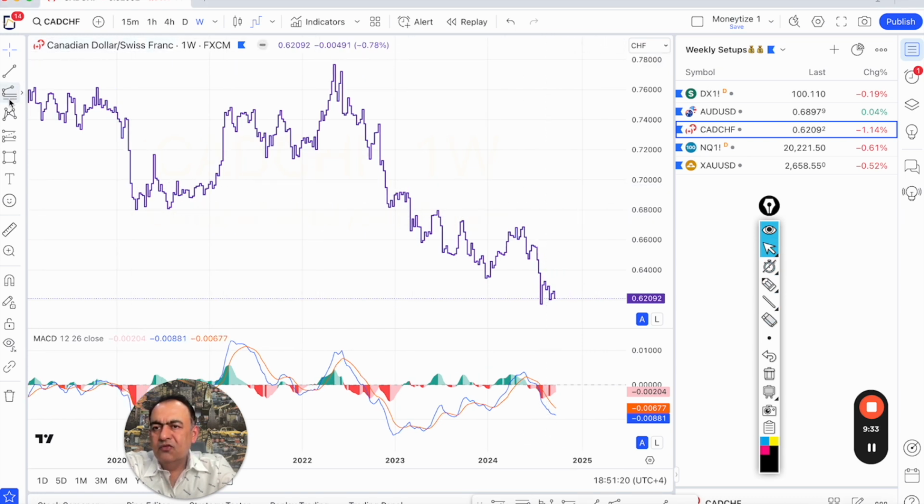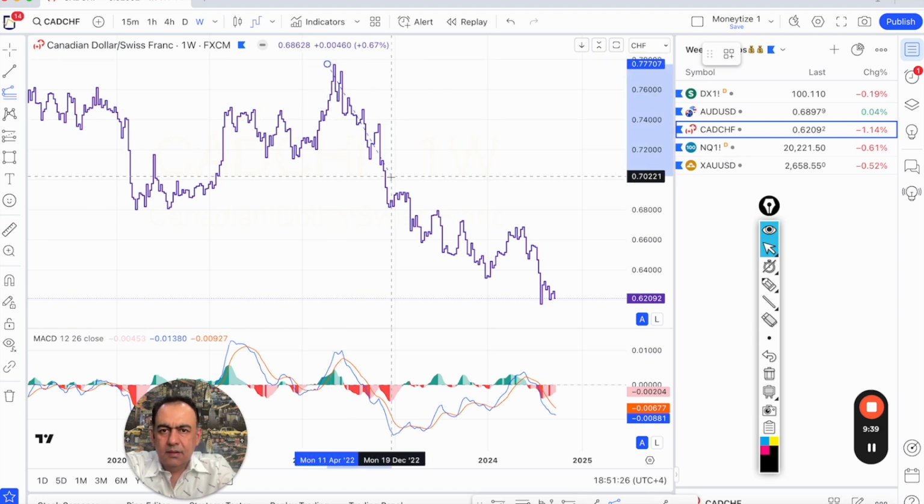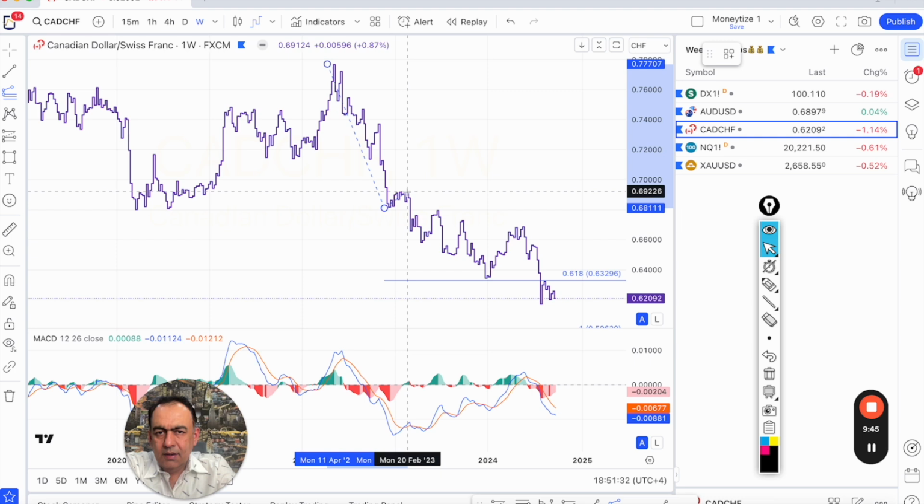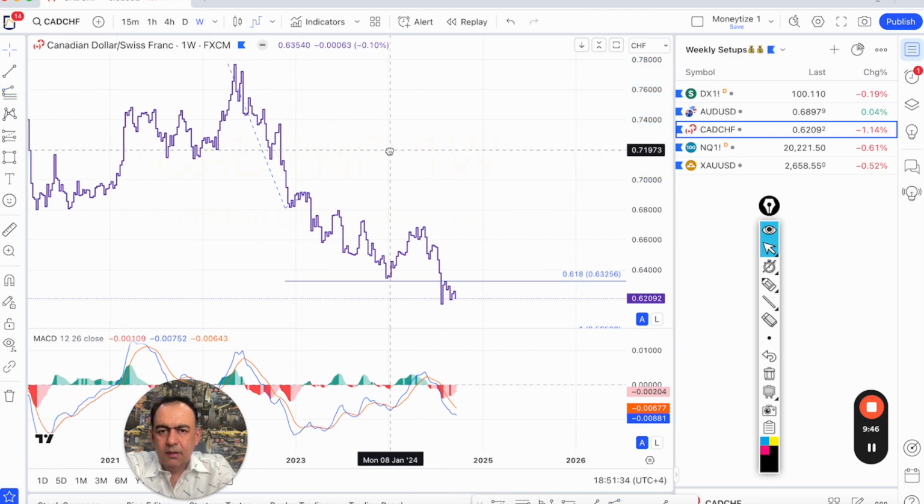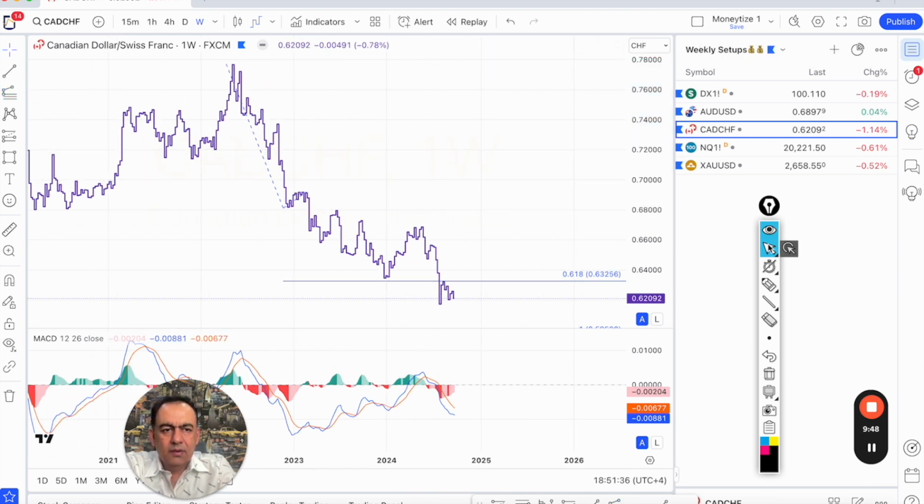I'm going to use fib extension in the downward direction. So I'll start from the highest, and here we got the first completion of the cycle. I'll apply it with the lower high. And now if you notice, the current market price is lower than 0.618 fib extension level. So 0.6325 is now acting as resistance.